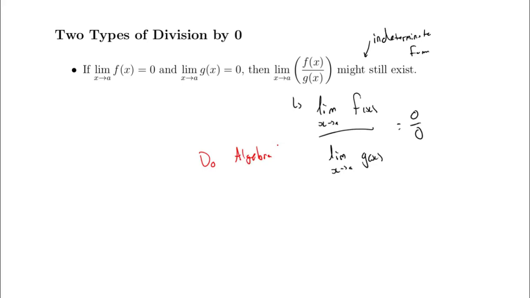Whether that's factoring, whether it's using that conjugate trick that we talked about, or dealing with some fractions inside of fractions, we're going to do some algebra to come up with a second function that's exactly the same as the first everywhere except at this x value that we're approaching maybe. And that might make things a little easier to deal with.